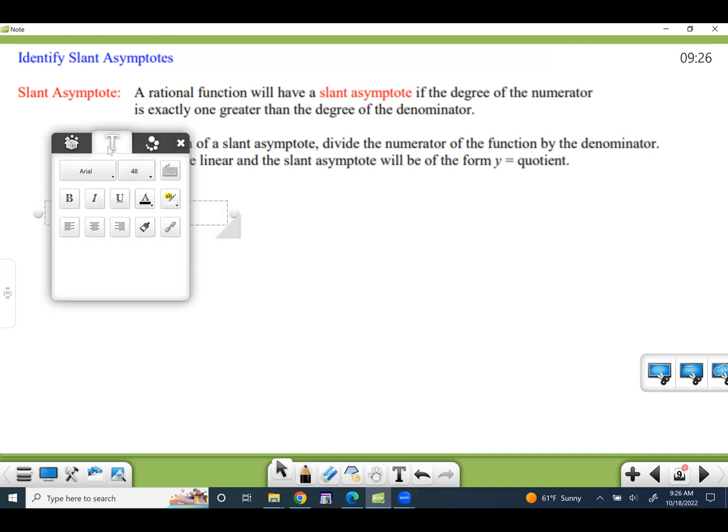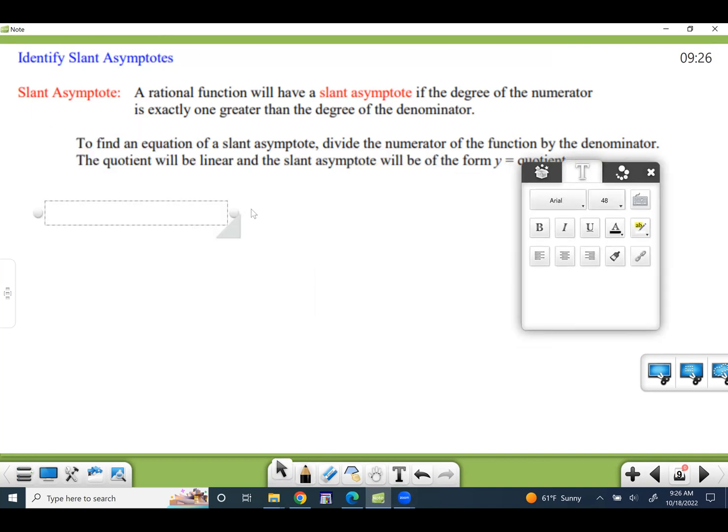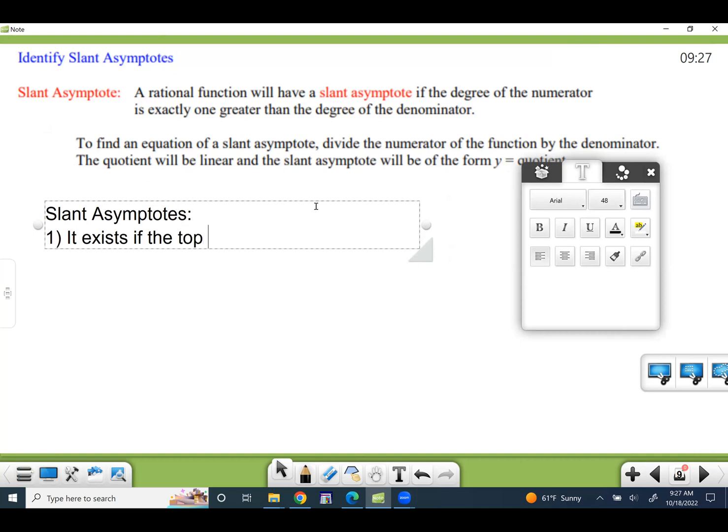First of all, let's talk about when it exists. A slant asymptote exists, number one, if the top is 1 degree higher than the bottom. So that's when we know we have one.